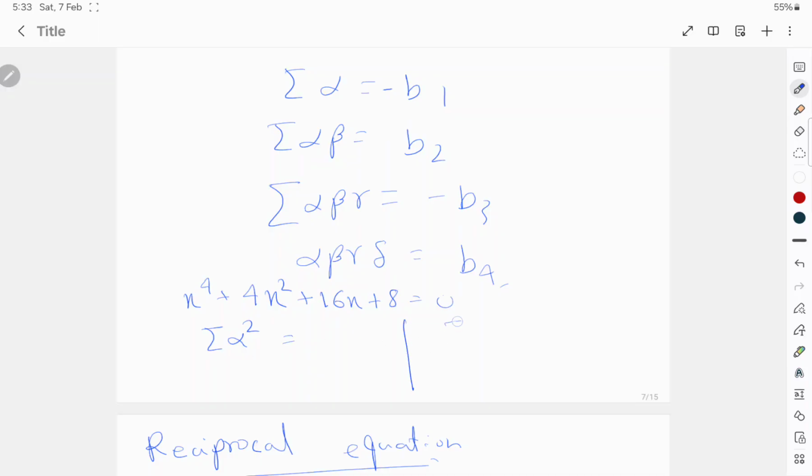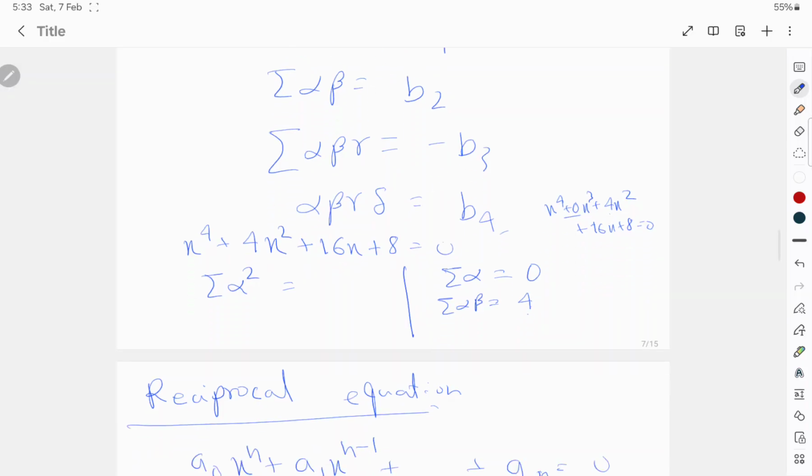Basically here you know what summation alpha is, right? Summation alpha will be the sum of the roots, that is from the coefficient of x cube, but you see here the coefficient is 0. And what is summation alpha beta? Summation alpha beta will be 4. You have to think about where the coefficient is 0, so x to the power 4 plus 0x cube plus 4x square plus 16x plus 8 equal to 0, right? This would be minus, this will be plus, so that's why I have written plus.